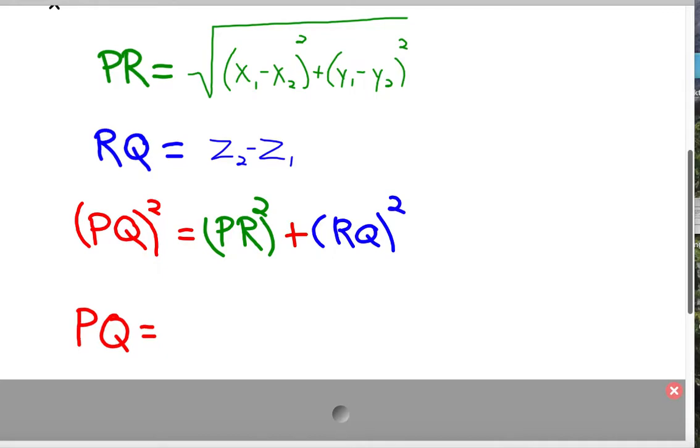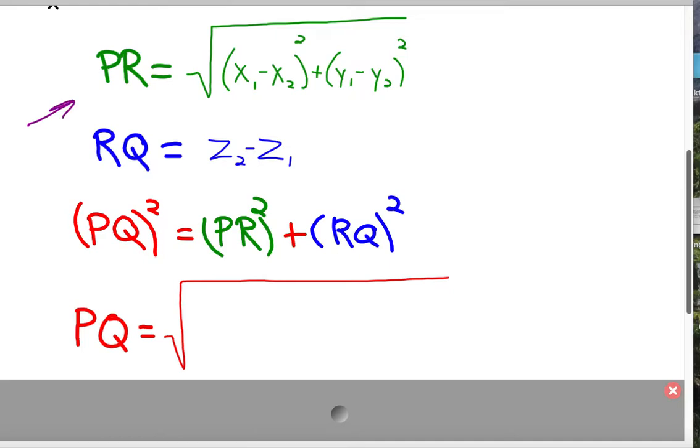So if I take PQ, it will be the square root of PR squared plus RQ squared. And then if I substitute those back in, and in PR, I'm going to switch the order so everything's consistent. So PR squared, let me do another arrow here. When I square this, it basically cancels out the square root, and I'm left with these two quantities.